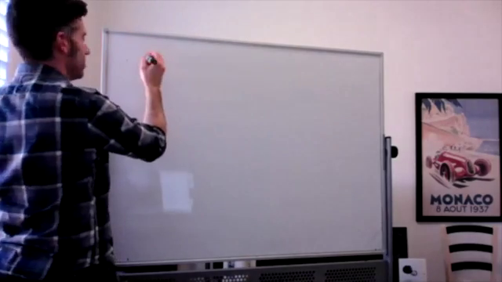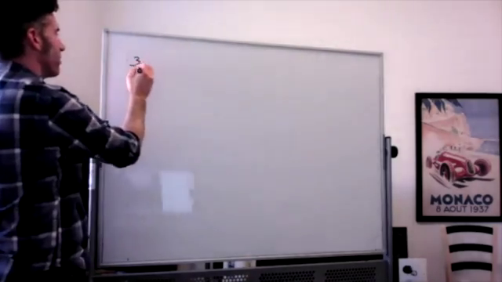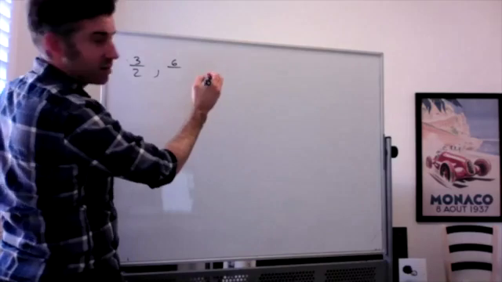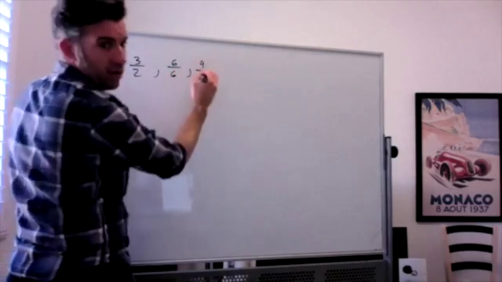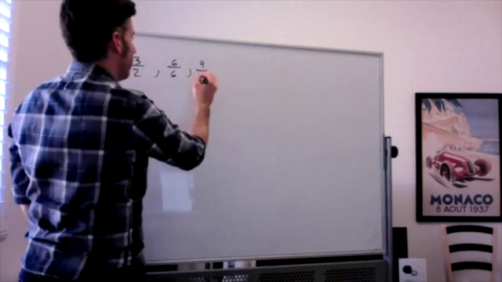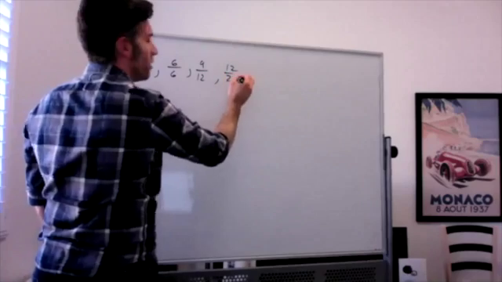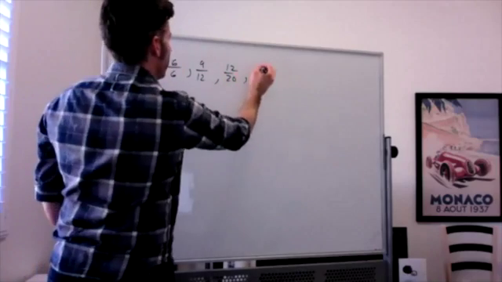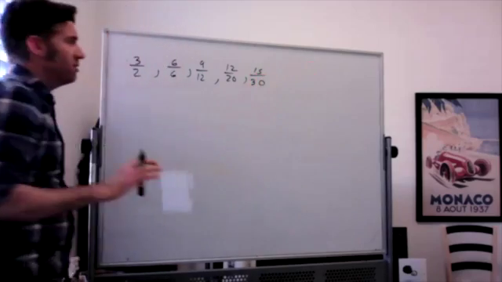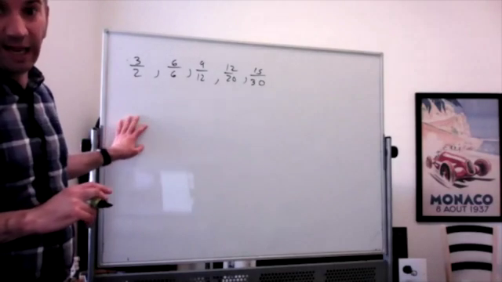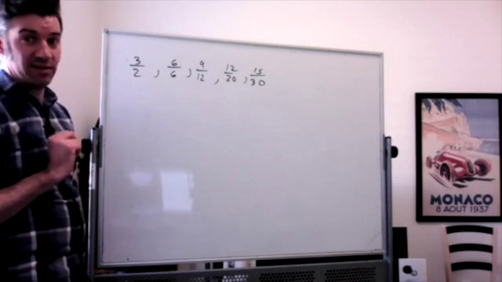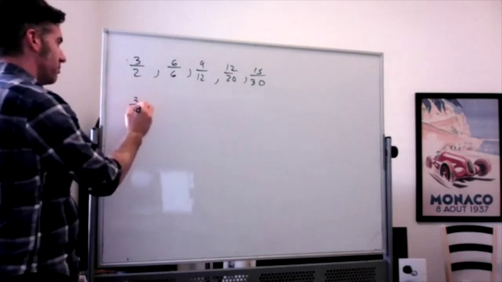Let's say it's 3 over 2, 6 over 6, 9 over 12, 12 over 20, 15 over 30. So here's an issue. I've written this in a very nice way. I know it might not look that way, but here is a much worse way someone could write this if they were not kind.